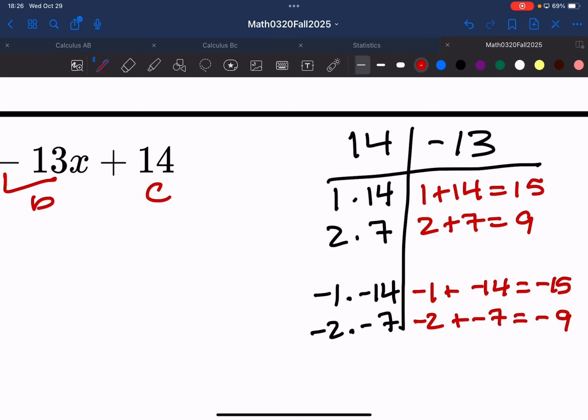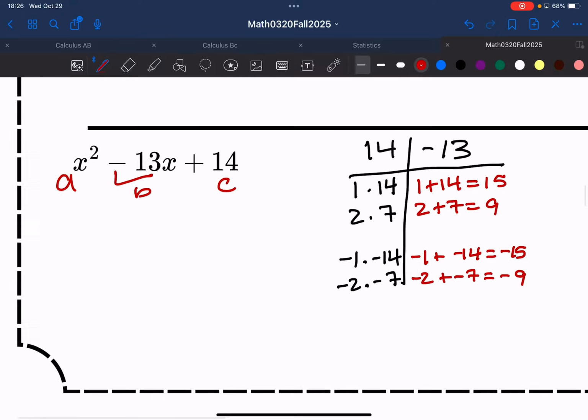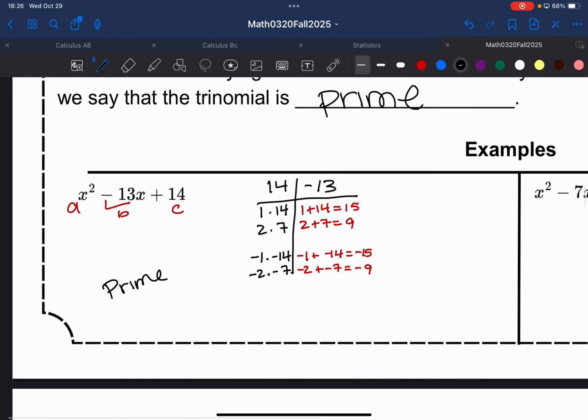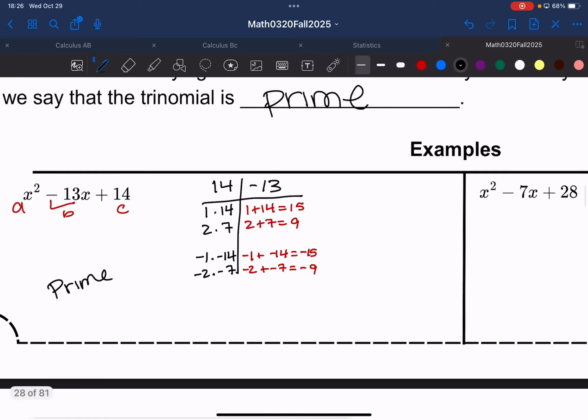Which means, I wouldn't say it's impossible. We're just going to have to use a different method to solve that, and that's in different notes. So for now, with what we already know and what we've learned, we just say, okay, I can't do this, so it's prime. But don't worry, we're going to learn about the quadratic formula, and you'll be able to use that to solve any type of trinomial. But with our current knowledge, we can't solve it.